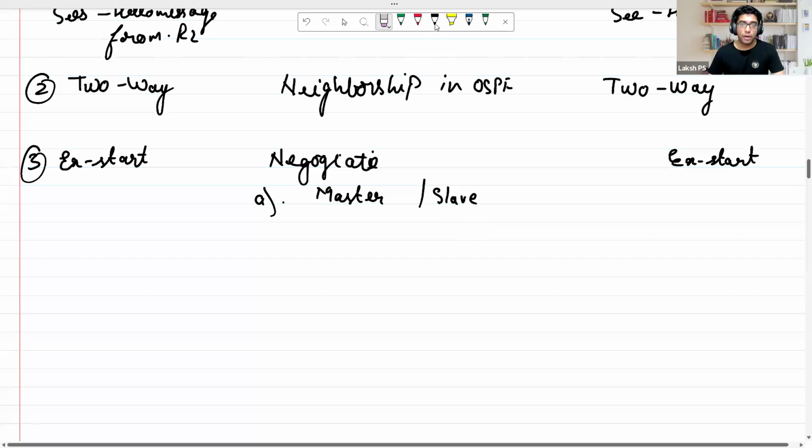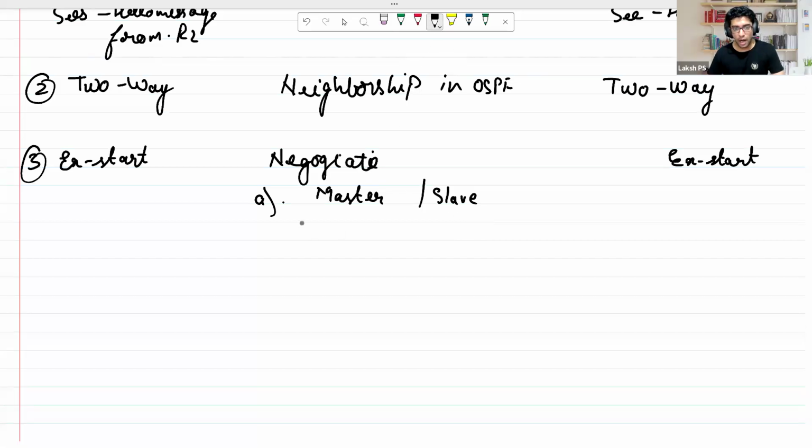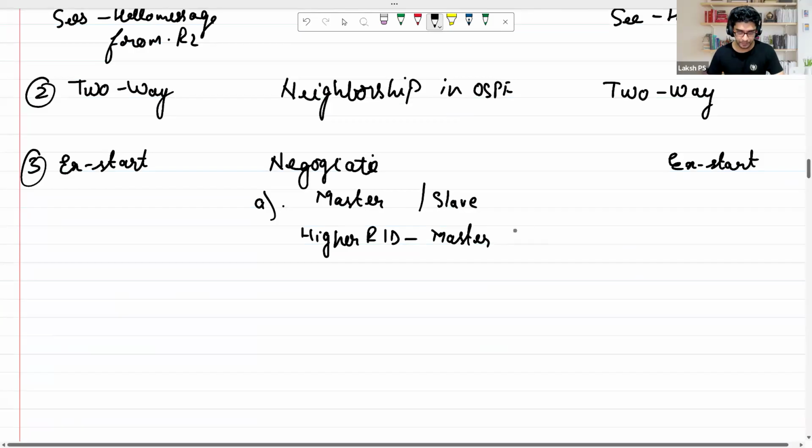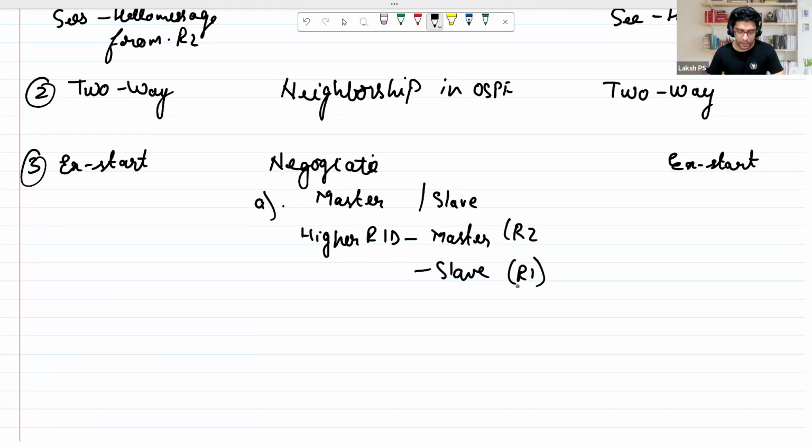Okay, so whichever router has a higher router ID becomes the master. Higher router ID device becomes the master. And in our case, R2 has a higher router ID and hence R2 will become the master. And slave is R1. That means R2 will send the information or share the information with R1.